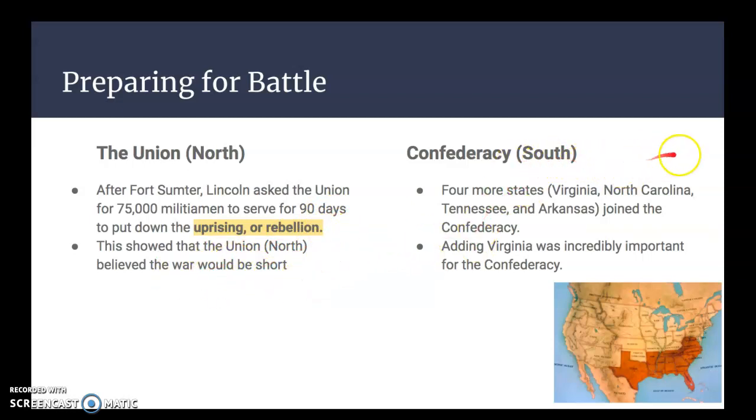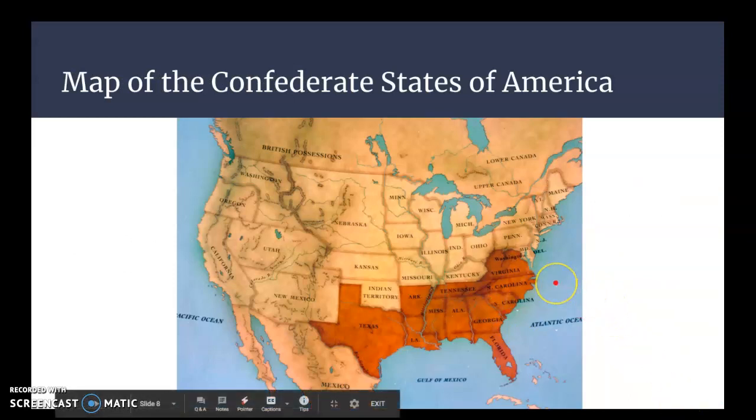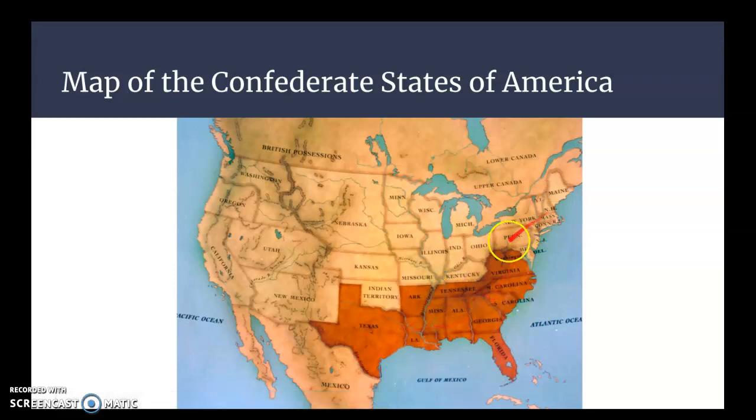In the Confederacy, things were changing too. After Fort Sumter, four more states joined the Confederacy. Those states were Virginia, North Carolina, Tennessee, and Arkansas. Adding Virginia was incredibly important for the Confederacy, and we're going to talk about why. So here's a better look at the map at this time after those additional four states seceded from the Union, bringing it up to 11 total. This is the CSA, or Confederate States of America, or the Confederacy. And up here is the Union.